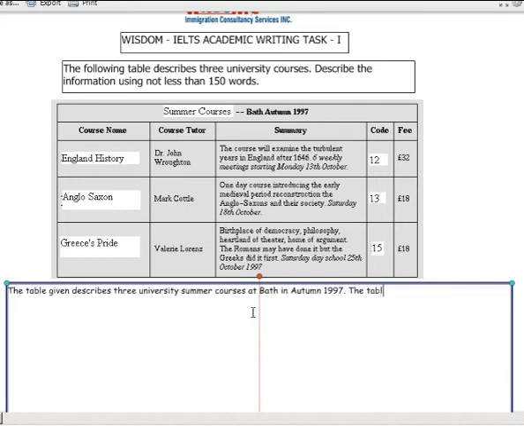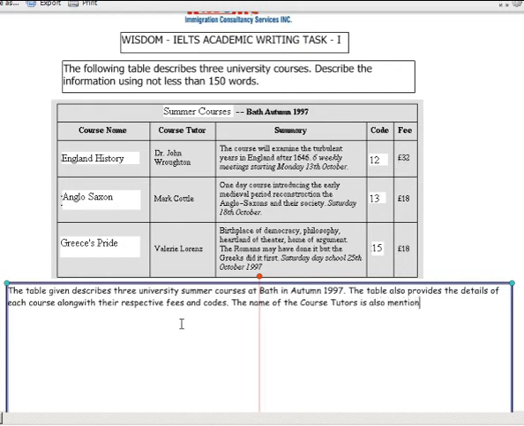Now, the table also provides the details of each course along with their respective fees and codes. The name of the course tutors is also mentioned. So this is our introduction. The table given describes 3 university summer courses at Bath. There's summer, so you need to keep revising side by side. The table also provides the details of each course along with their respective fees and codes. The name of the course tutors is also mentioned. So we've already said a table, so we will write it also provides. So this is our introduction.